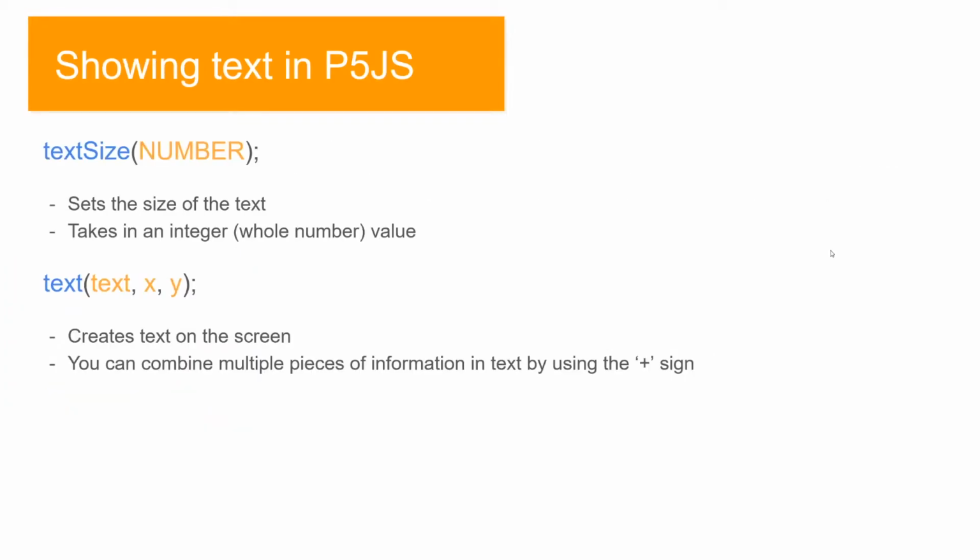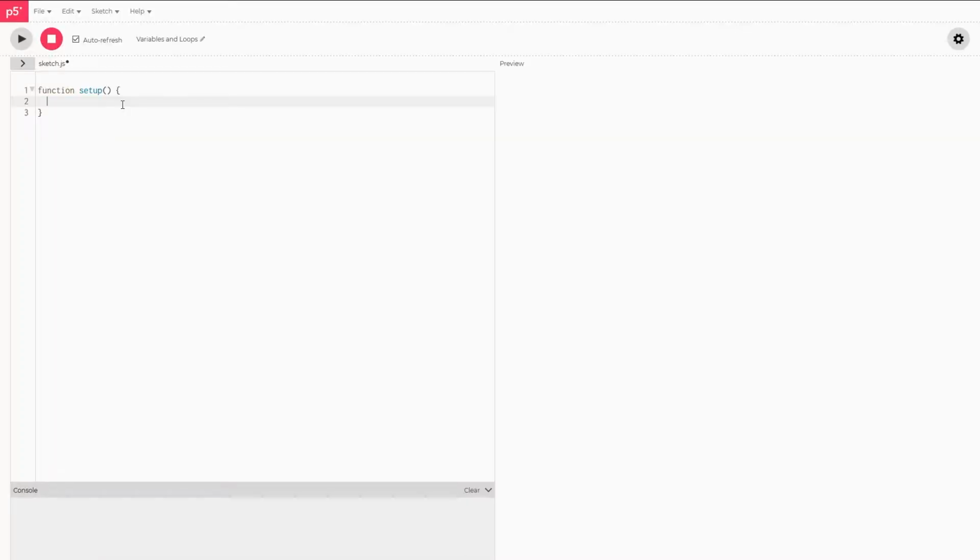Before we go over to the code, it would be helpful to know how we can display some text on the screen. That way we can easily see the value of all of our variables. We can do that using textSize and text. So textSize here is going to choose the size of the text. We can just put any number in here to set that. And then for text, it's going to take in a string of the text we want to show, and then it's going to have an X and Y position on the screen.